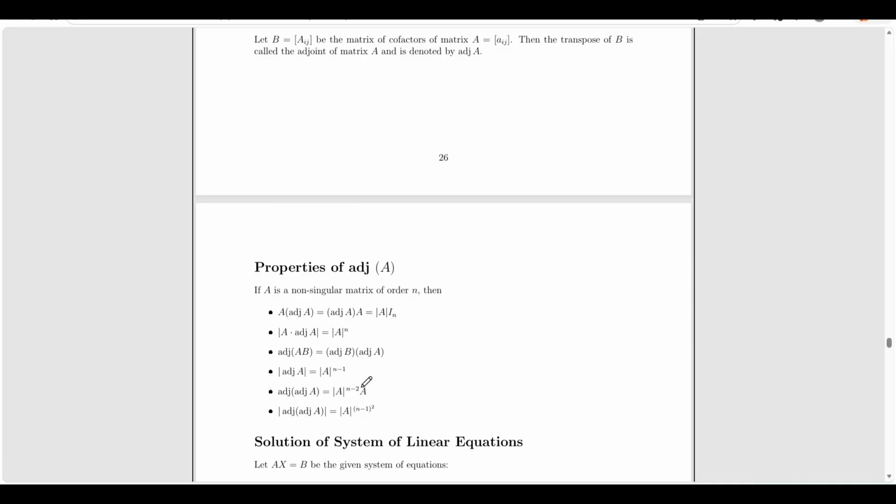Basically, we have used the properties of adjoint many times, and we'll be using it even in today's class. So without wasting time, let us move on to the question.